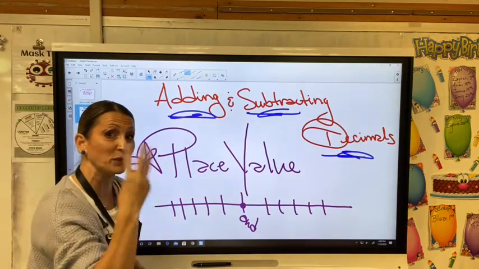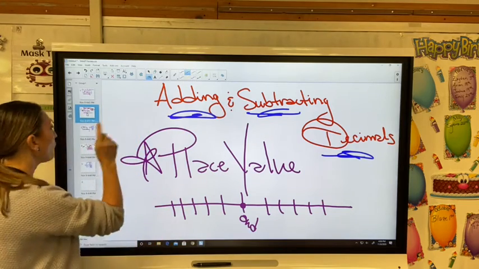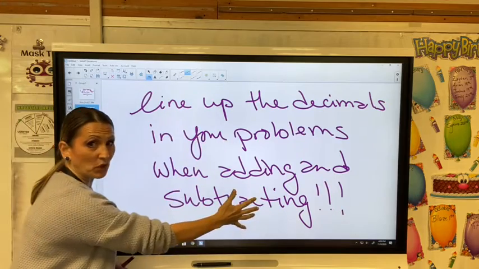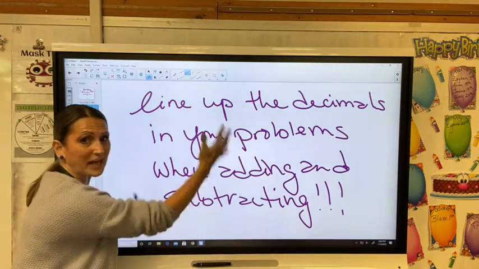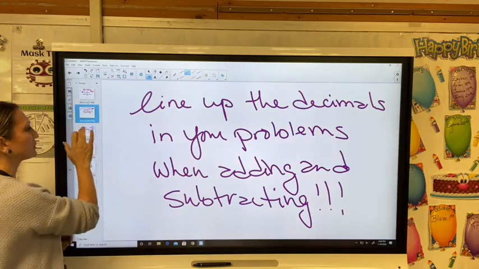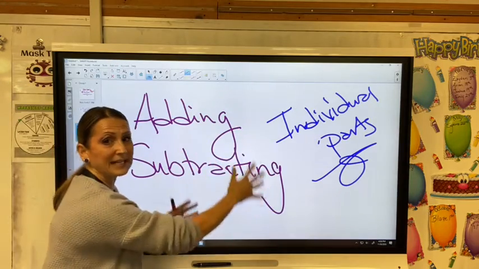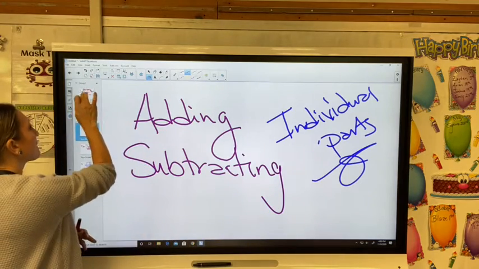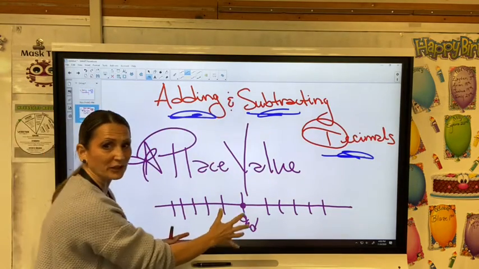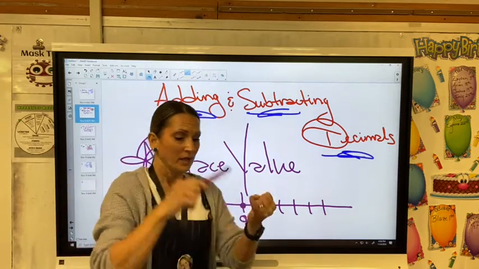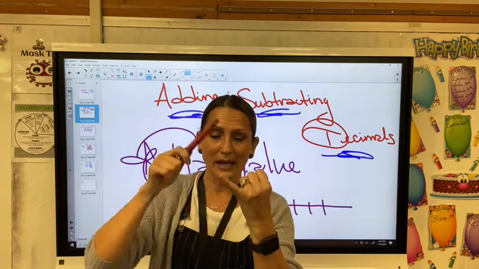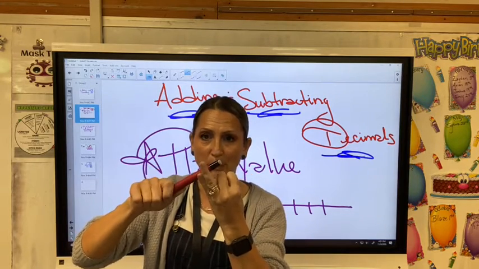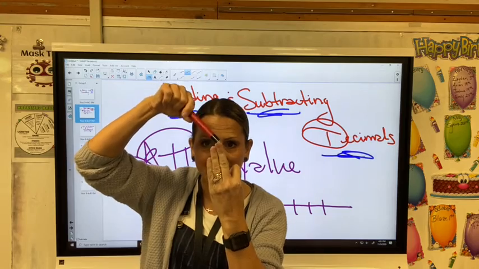So I'm going to go through those 3 slides again and repeat that. When adding and subtracting, always line up your decimal, because when you're adding and subtracting individual parts based on your place value. Adding and subtracting, line up your decimals because you're adding and subtracting individual parts based on their place value.